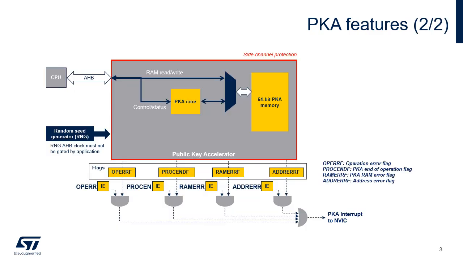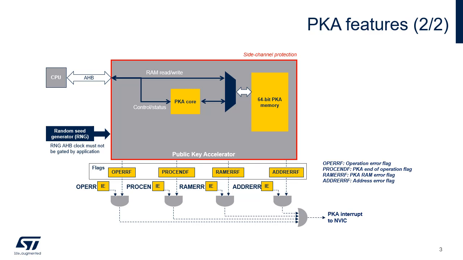PKA lightens the CPU workload by performing key operations in the PKA core using dedicated PKA memory. First, the CPU loads initial data into the PKA internal RAM, which is located at address offset 0x400. Then, in the PKA control register, the CPU specifies the operation which is to be executed and finally asserts the start bit. Once the PKA reports the end of operation in proc end F flag, the CPU reads the resulting data from the PKA RAM, then clears the proc end F flag.